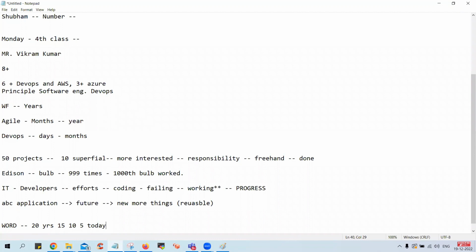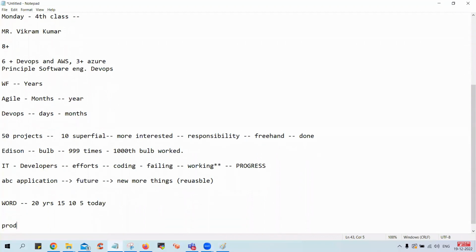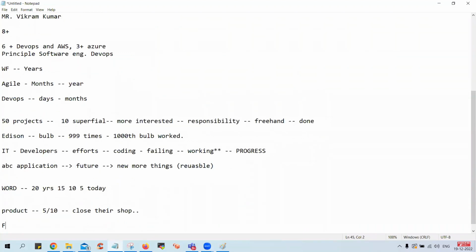Any company which does not focus on the sustainable development of the product, what happens is their product will stay in the market for 5-10 years and they'll close it. That's it. They'll close their shop. Matter is over. Such examples are also there. How many of you are aware of Fox Pro? Fox Pro was one of the kings in the market in database applications once upon a time. But it's gone now.